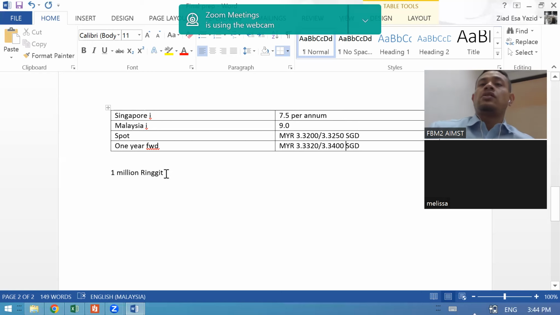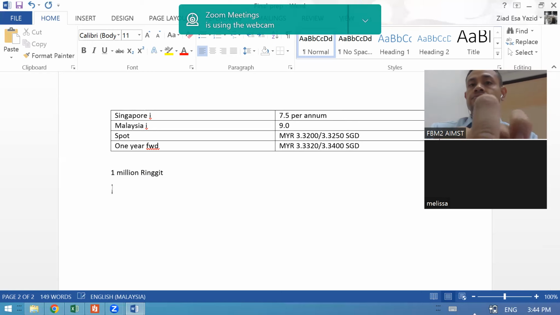So again, first step. What is the first step? Come on, what is the first step, Melissa? FP minus SP divided by SP. Okay, good, you tell the formula. But what are we trying to achieve in the first step? Of course we use the formula. What we are trying to achieve is to determine whether the IRP holds, whether the interest rate parity holds.